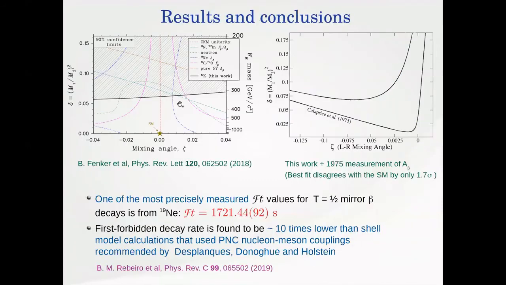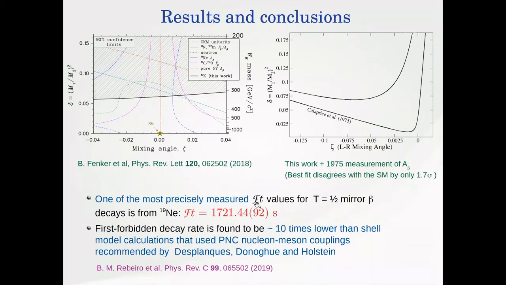So that's good. Here again, I'm plotting delta, which, if you remember, is the ratio of the right-handed to left-handed gauge boson squared. And here is the left-handed to right-handed mixing angle. This is what was published by TRIUMF in 2018 from their potassium-37 data, which is this band here. And this was the most stringent limit on right-handed physics at the 90% confidence level. And this is what we get using our measurement and the 1975 experiment measurement by Calaprice et al.